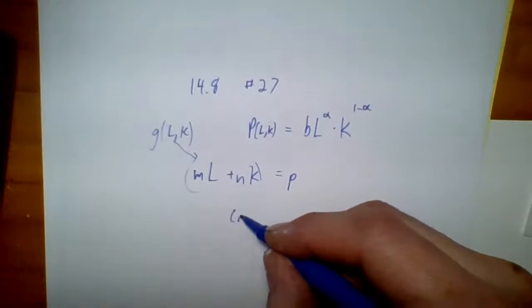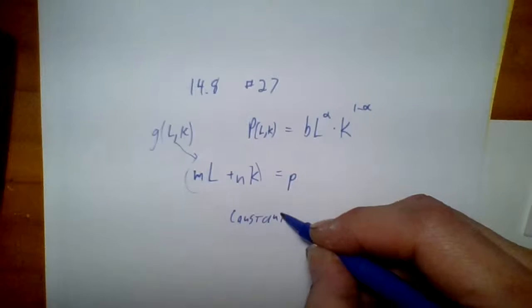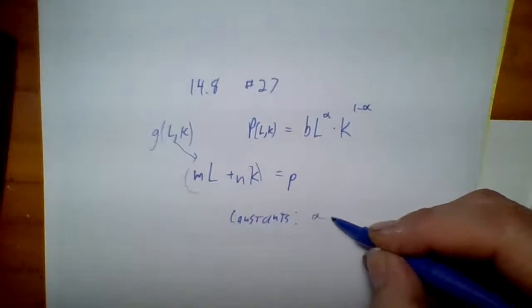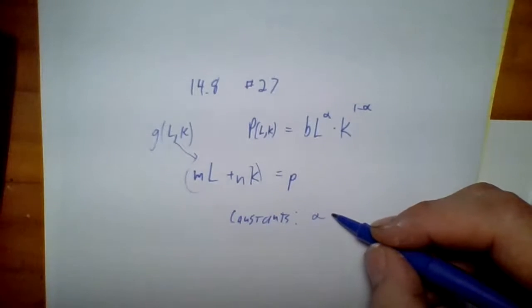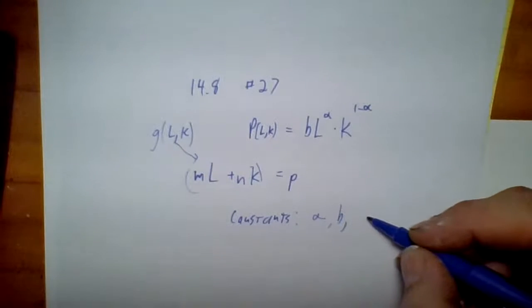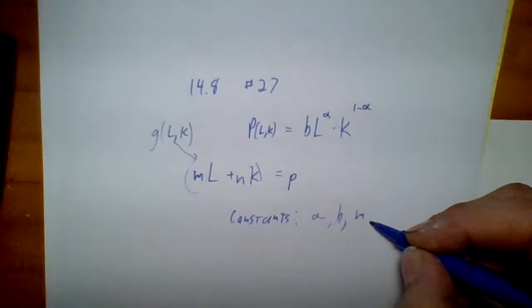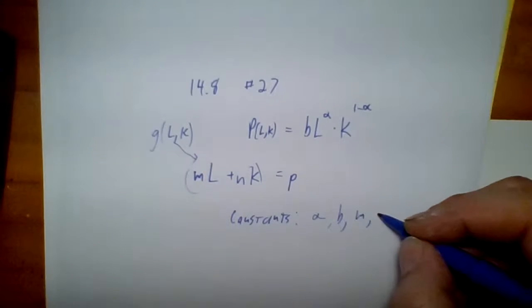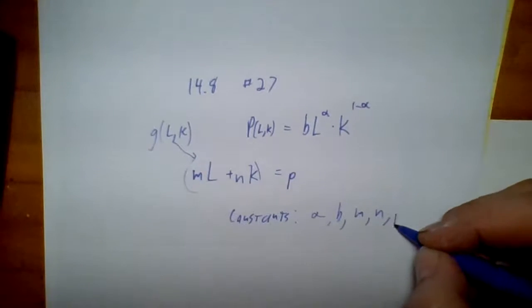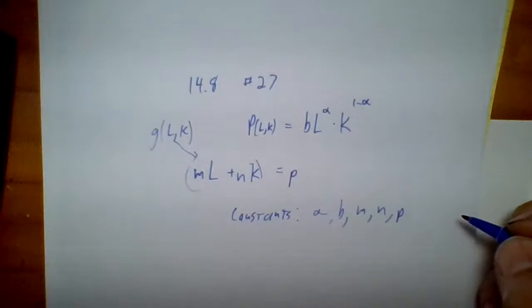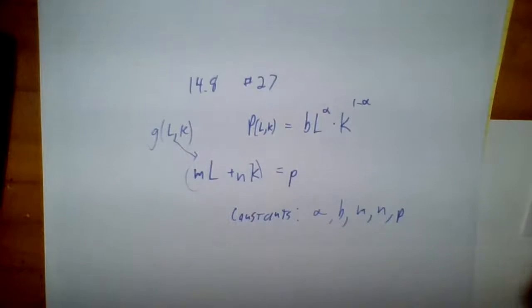The things that we're treating as constants in this are the alpha, the B that's in there, the m and the n, and lowercase p. We got to keep that in mind as we go through this, what's moving and what's not. We're going to have a lambda in it, the Lagrange multiplier, and we can solve for that, but it's the L and K that we're trying to find.